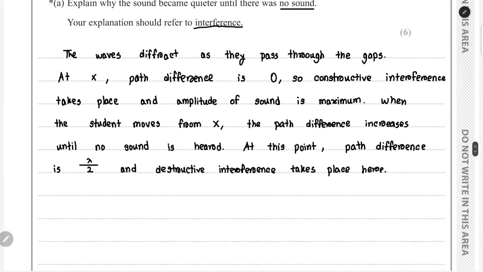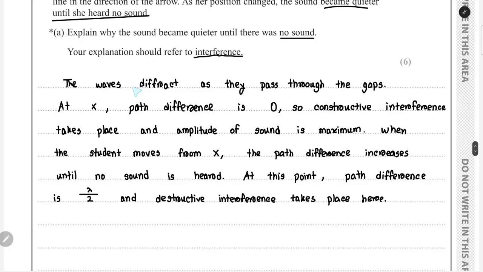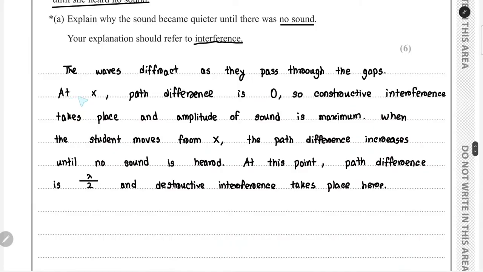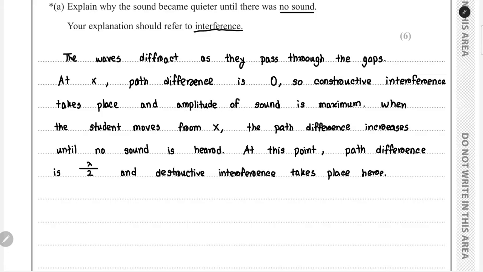So we'll go over our answer once again. We begin by saying that the waves diffract as they move through the gaps over here, this and this. Then we talk about how at X the path difference is 0 and hence constructive interference takes place. And when that happens, amplitude of sound is maximum. And then the student moves away from X and the path difference keeps increasing until no sound is heard. At the point that no sound is heard, the path difference will be half lambda and destructive interference will take place here. We can also write down a final line that the amplitude of sound is minimum over here.